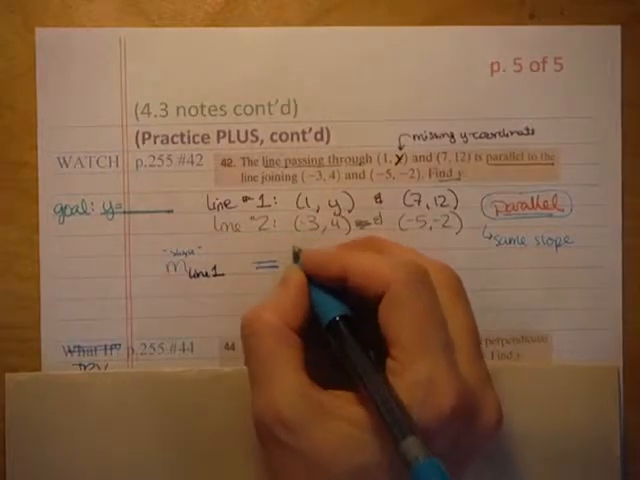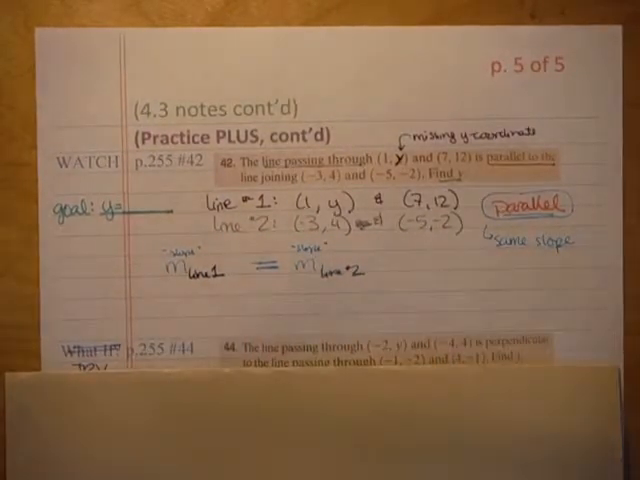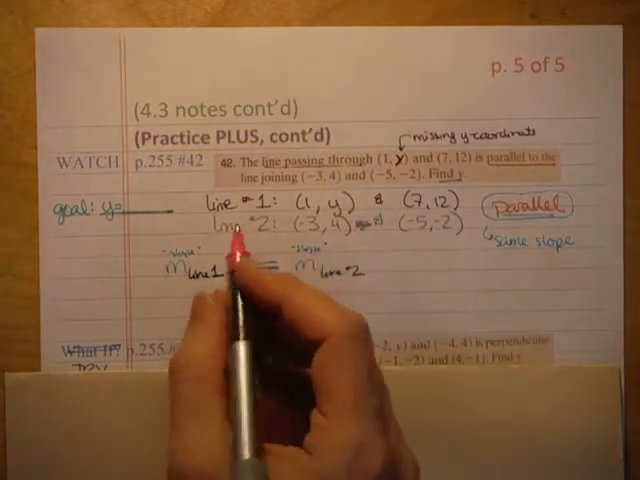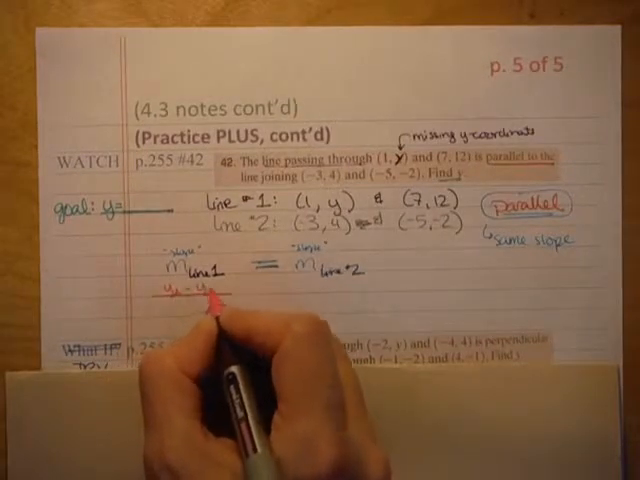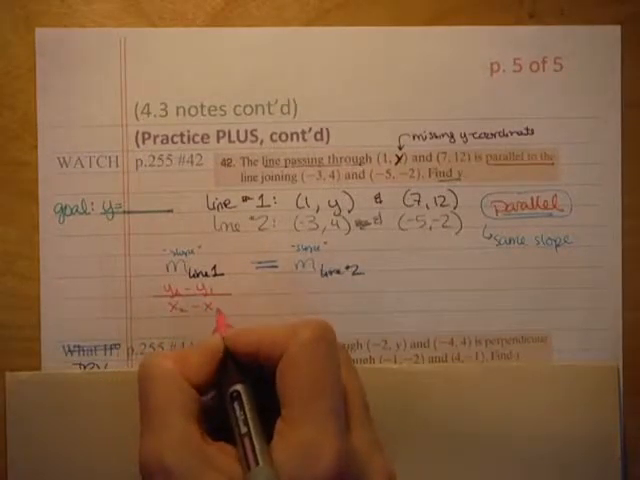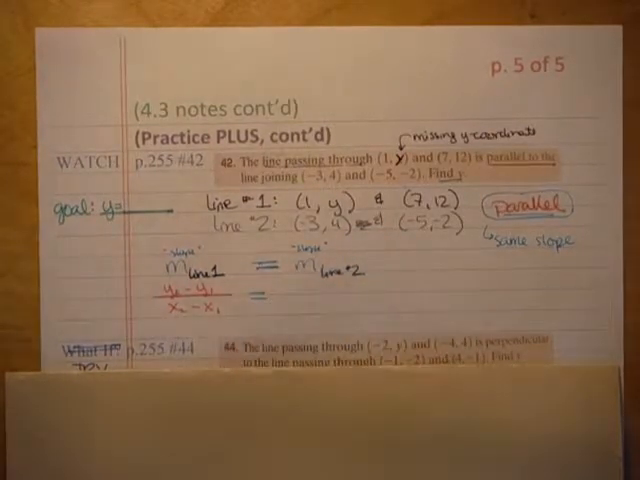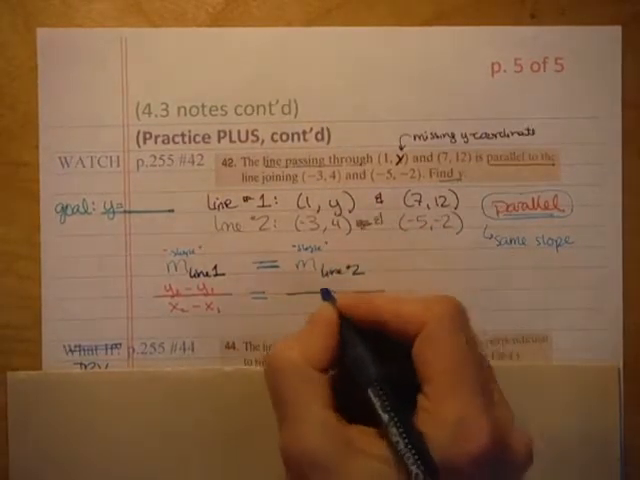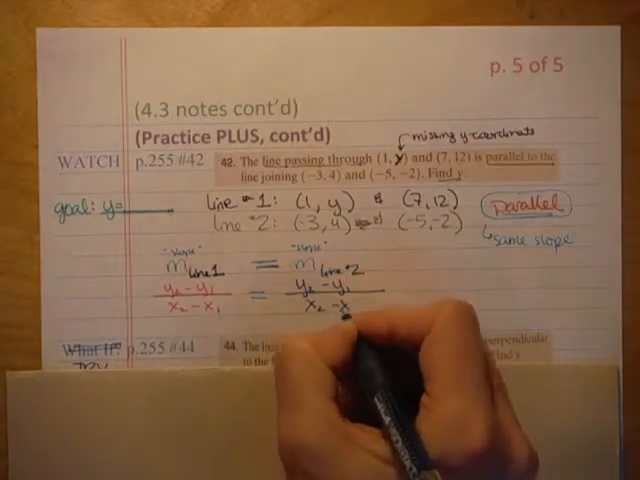So the slope of line 1 is equal to the slope of line 2. Why? Because they told us that the lines were parallel to each other. Okay, so let's go ahead and write out that slope formula. I've got y2 minus y1 over x2 minus x1. That's going to be equal to the slope from the other 2 points, which is going to be those 2 points of y2 minus y1 over x2 minus x1.